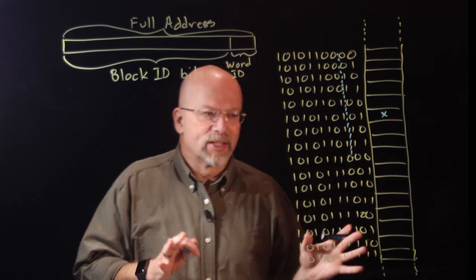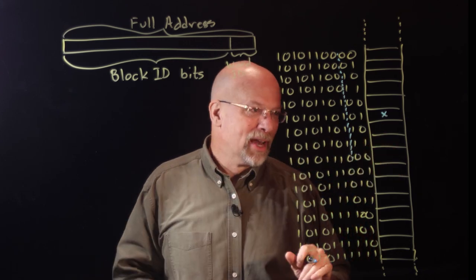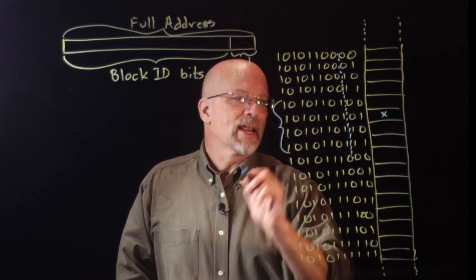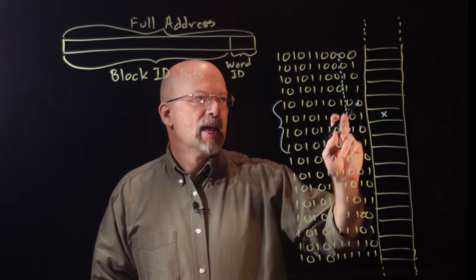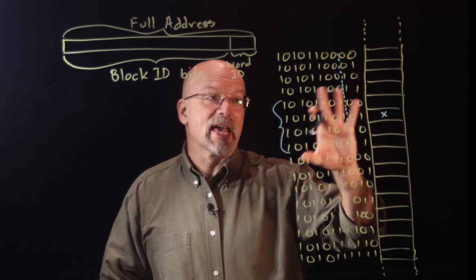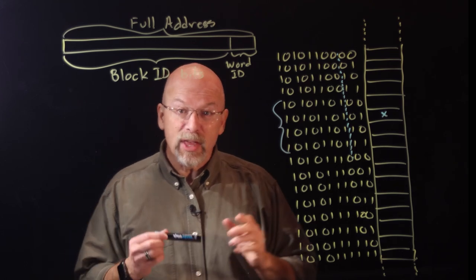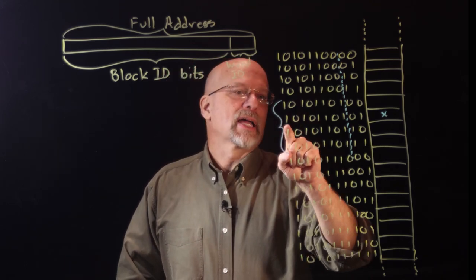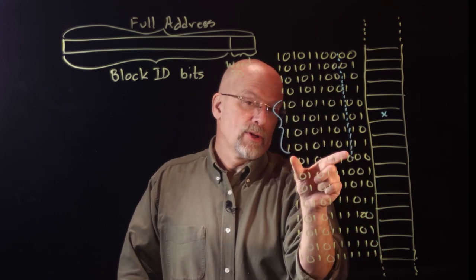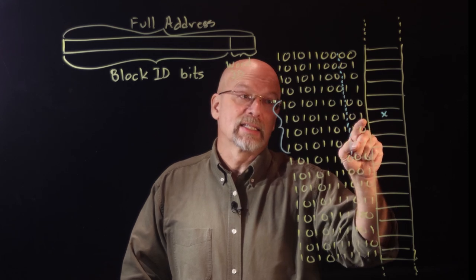Sorry, I probably could have used a better color to separate my vertical lines from my numbers. But what you do is you bring in everything that has the same block ID. And the word ID bits tell you what the offset into the block is in order to find the element. So, for example, the value that we were looking for had a block ID of 10101101, all 4 of those together, and the element the processor was looking for had an offset of 1 into that block.